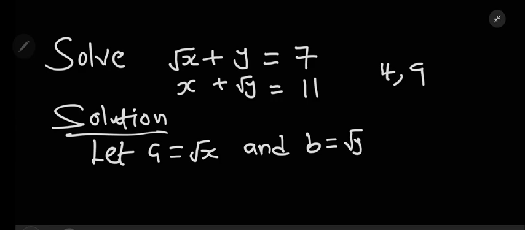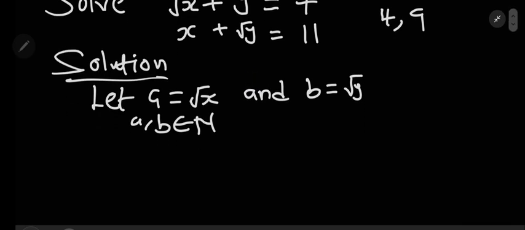But then how are we going to get that? So now we let a to be root x and b to be root y. The implication of this is for x and y to be perfect square numbers, meaning that a and b must belong to natural numbers. This must be natural number, meaning that you cannot get negative value for a and negative value for b as well. So if that is the case, then you now have a to be root x.